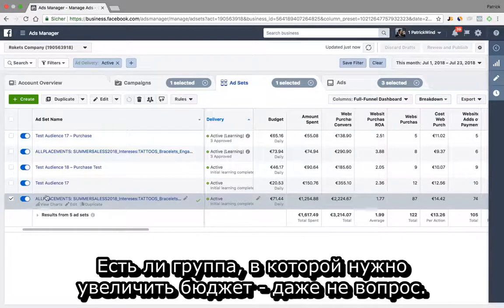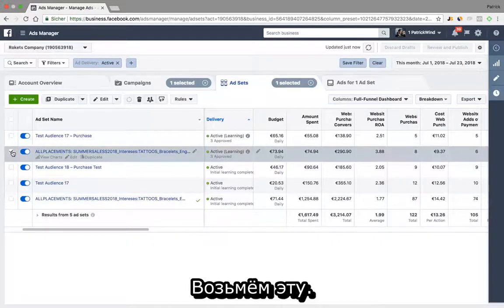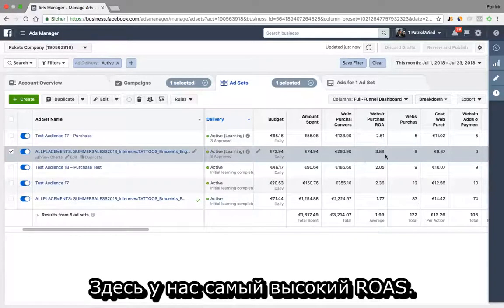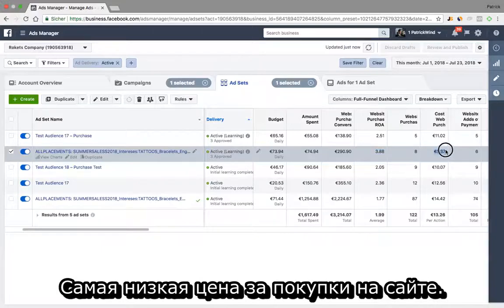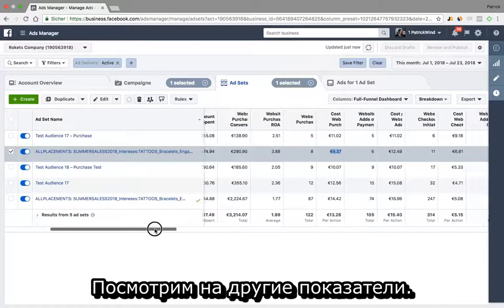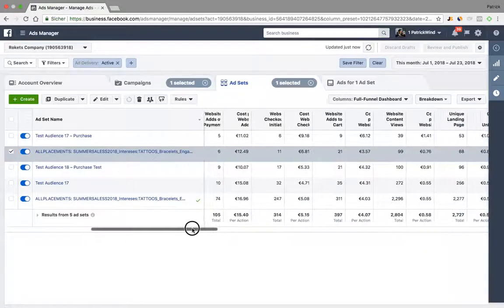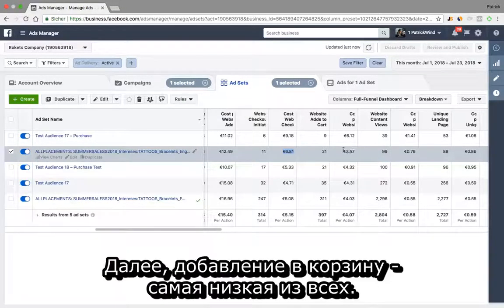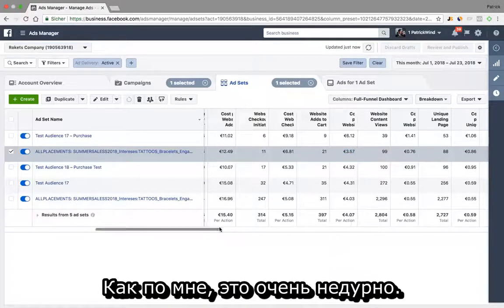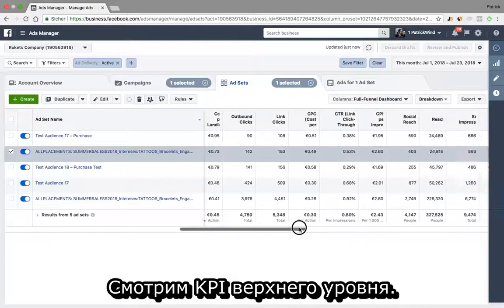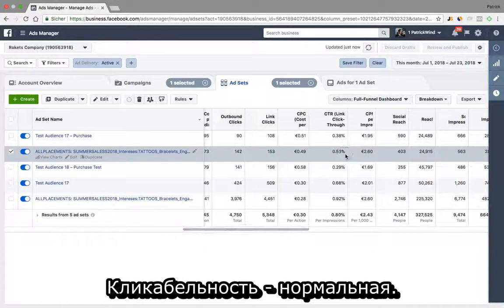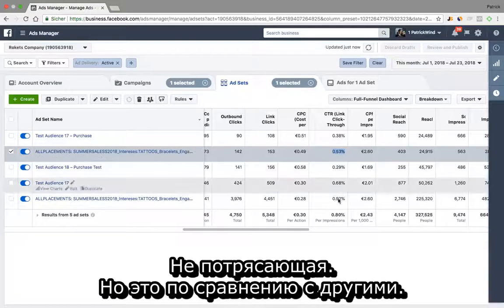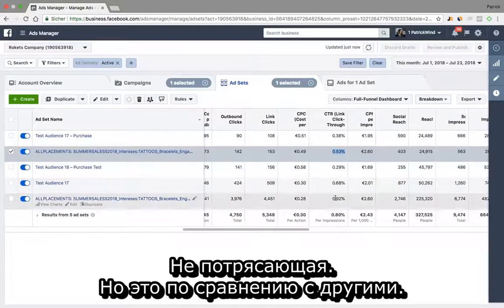Now the question is, is there one ad set where I could actually increase the budget? For example, this one. Here I got the highest ROAS, got the lowest cost per website purchase. Let's take a look at the other numbers. Initiate checkout, higher than average, but then add to cart, the lowest one from all of them we have. Okay, so for me this one is actually pretty good. Let's take a look also at the upper funnel KPIs. Click-through rate is okay, not amazing, really not amazing, but if I just compare it to the others, okay.